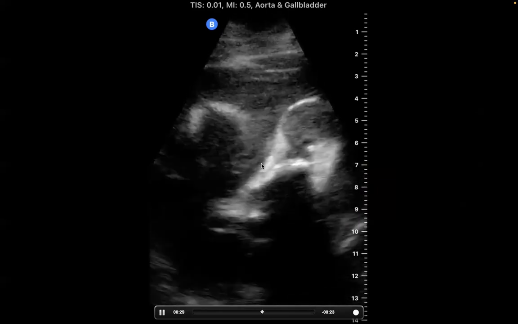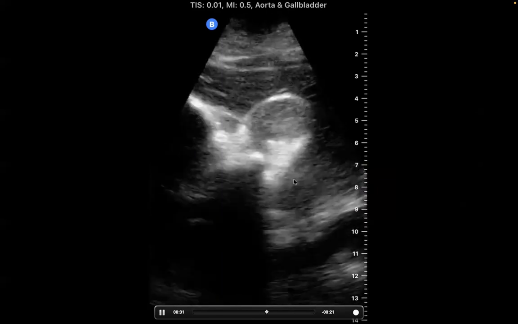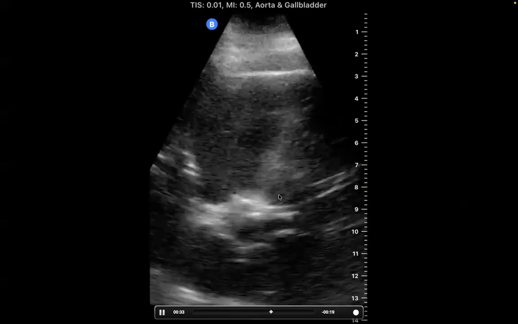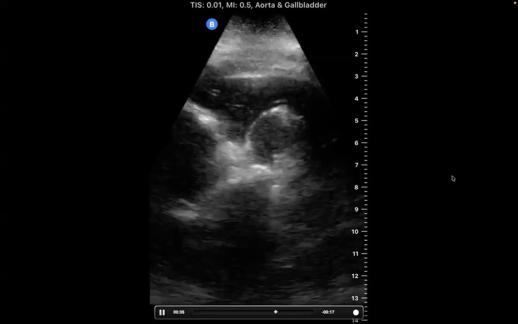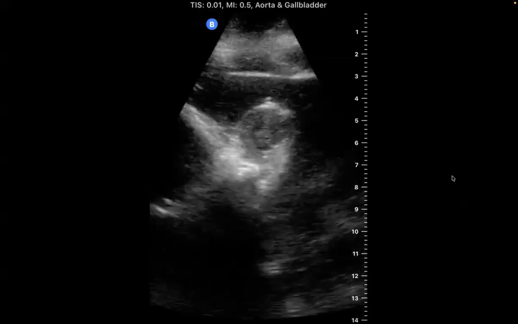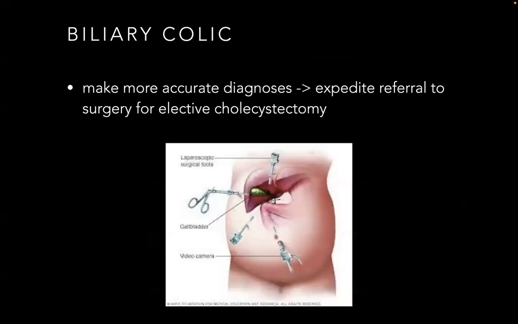And as you can see, this curved structure here is a giant gallstone that's stuck in the gallbladder neck, also casting a big shadow underneath it. These are hallmark signs of a big gallstone, and this is biliary colic. And so you can make more accurate diagnoses and help expedite a referral to general surgery for an elective cholecystectomy.